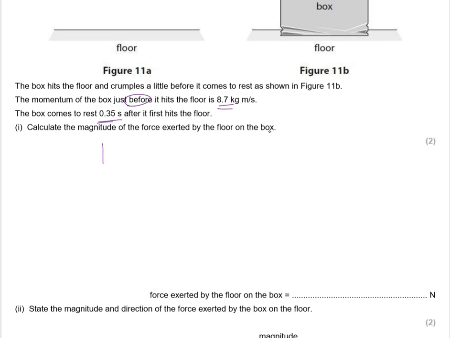So we know the equation given to you was F is equal to initial momentum take away final momentum over t. So this here is a change in momentum over t, and we're looking for the force. Now the momentum before it just hit is 0.8. So 8.7 divided by the time, and this will give us 25 Newtons.